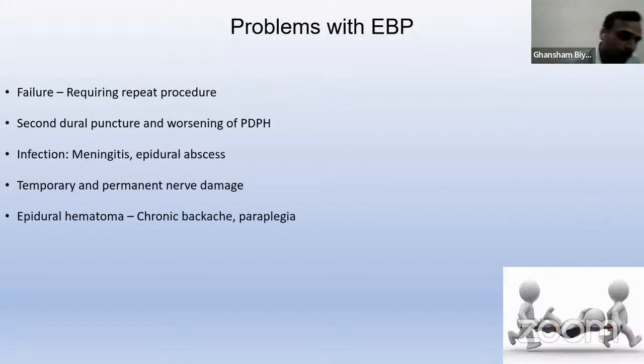So we all again agree that epidural blood patch is not a straightforward procedure, isn't it? You need a little bit of experience. You need a setup. You need a sterile theater. You need a sterile kit. You need manpower. And it is not free of complications.